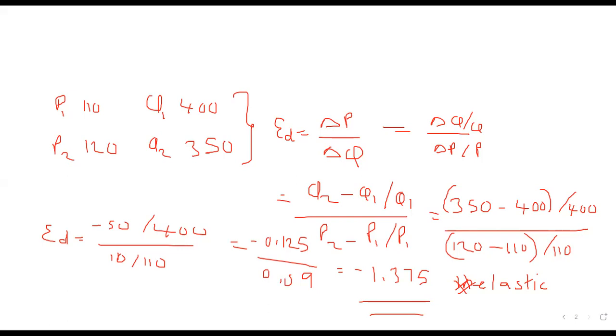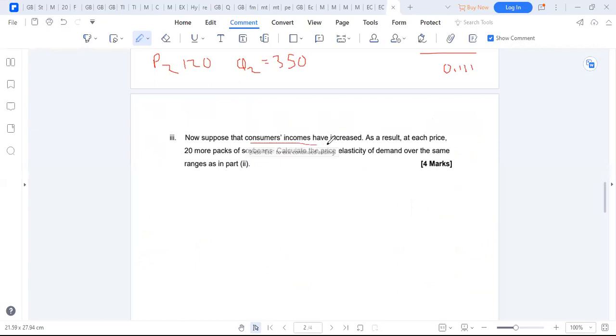We are now told that suppose the consumer's income has increased. As a result, at each price, 20 more packs of soybeans have been bought. Calculate the elasticity of demand over the same ranges in part 2.